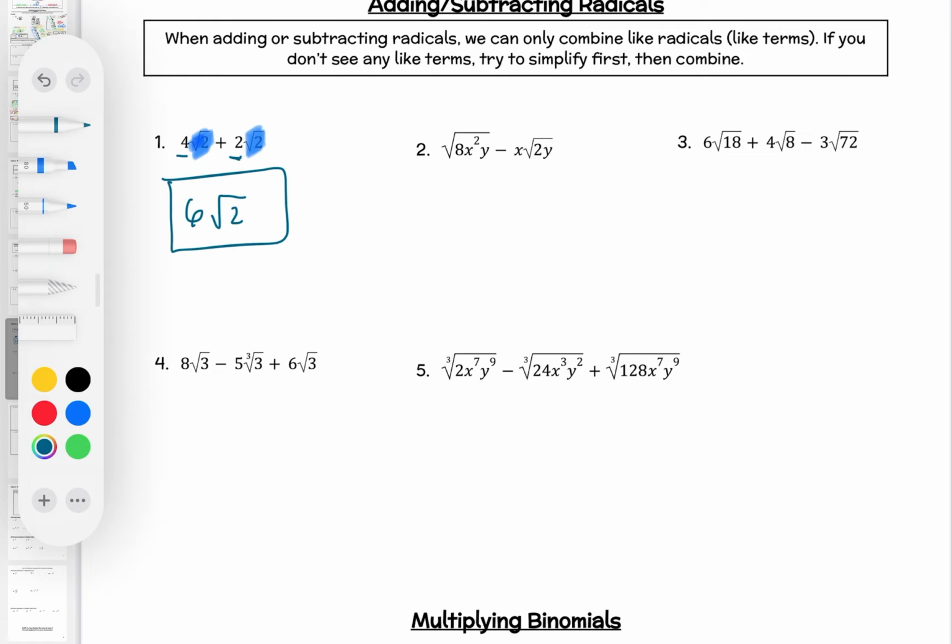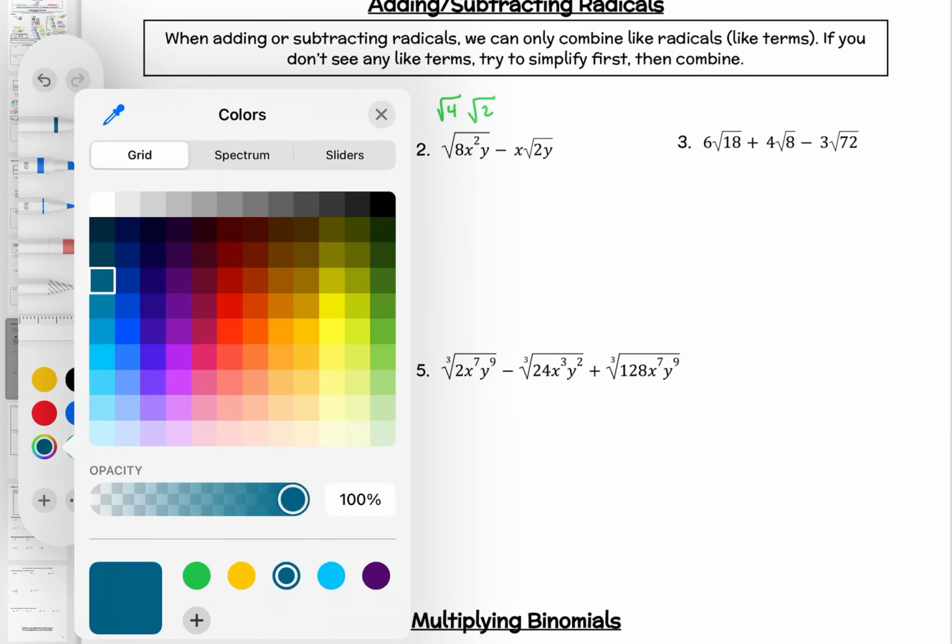All right, next, if we look at this, they look completely different. So we're going to have to simplify first before we can add or subtract. First, I'm going to break down the square root of 8x squared y. I'm going to do the square root of our two numbers. I can divide 8 by 4, and 8 divided by 4 is 2. I know 4 is a perfect square, so I'm going to have a 2 on the outside.